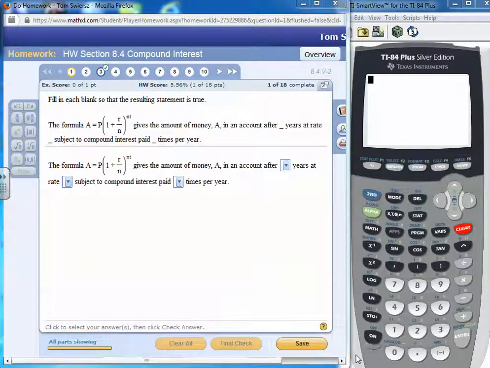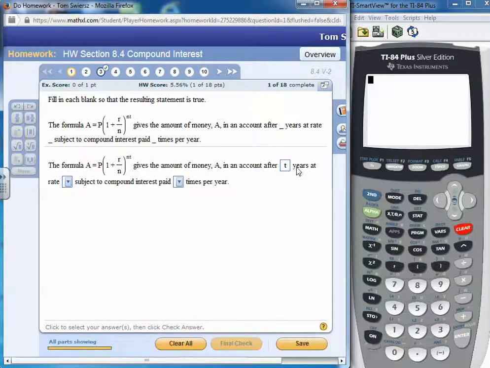Let's look at homework exercise number 1 from section 8.4. We have some vocabulary to go over. It says fill in the blank so that each resulting statement is true. The formula A equals P times the quantity 1 plus R over N raised to the N times T power gives the amount of money in the account after the number of years is T.